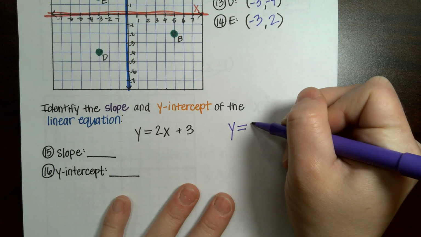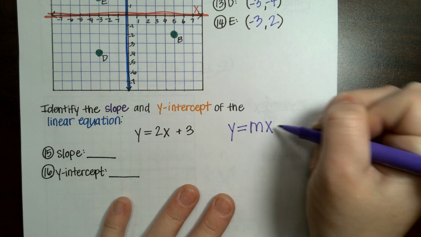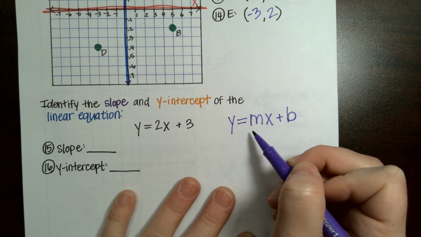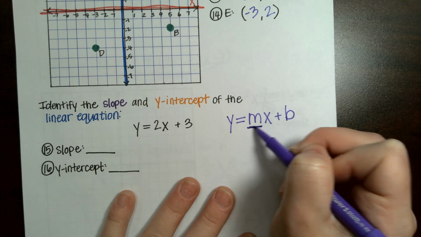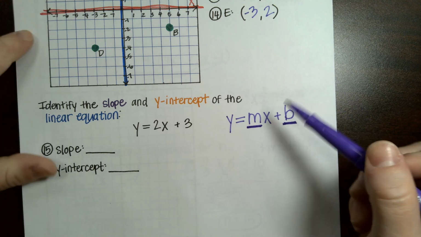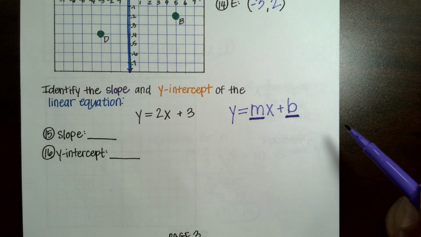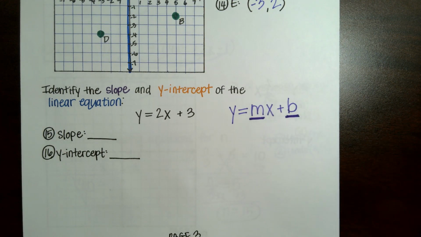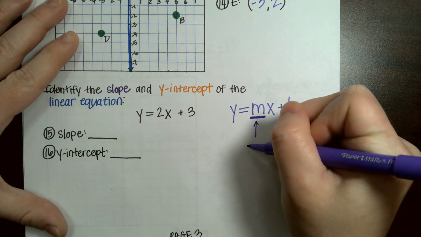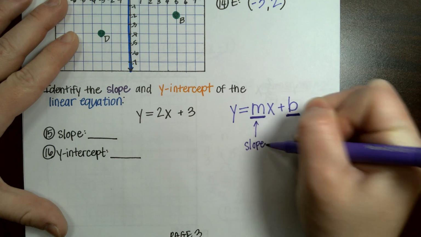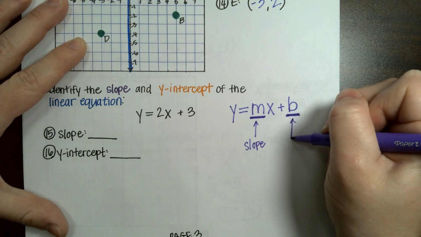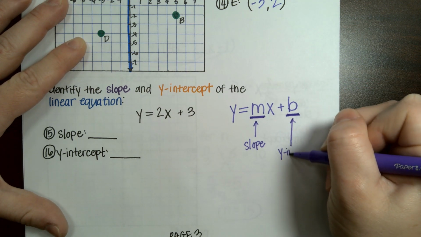Y equals mx plus b. And we know that our m means something and our b means something. Do you guys remember what we covered yesterday? What our m is and what our b is? Yes, the m, or whatever number is attached to x, that's our slope. And what's our b? Yeah, it's the y-intercept. It's where the line touches the y-axis.